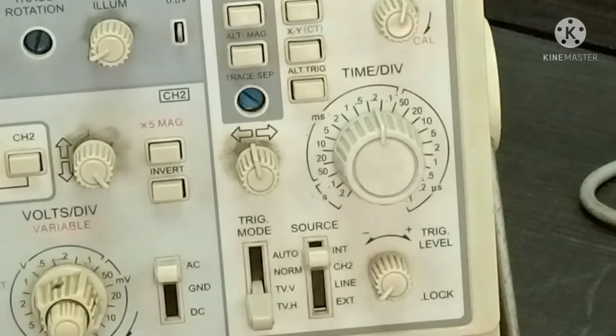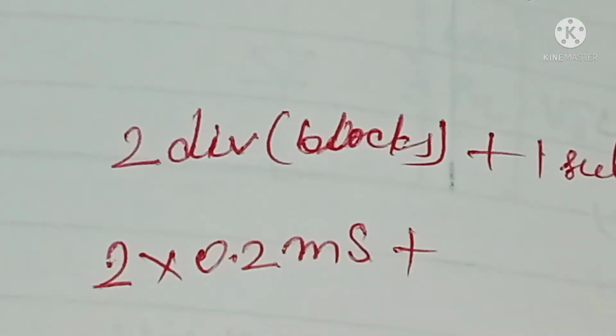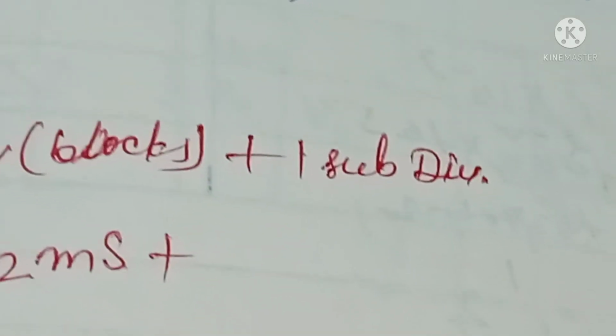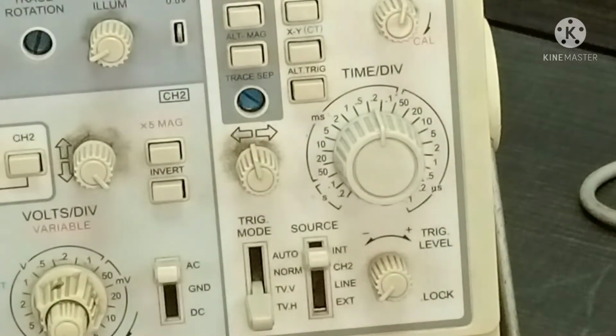Since there are two divisions, we can write 2 multiplied by 0.2 millisecond, and then plus one subdivision. Now we have to express the subdivision in terms of division. For that I will also show you how to convert. 5 subdivisions equal 1 division.